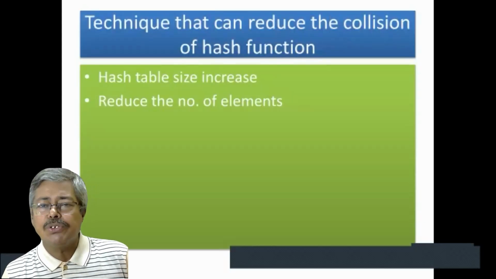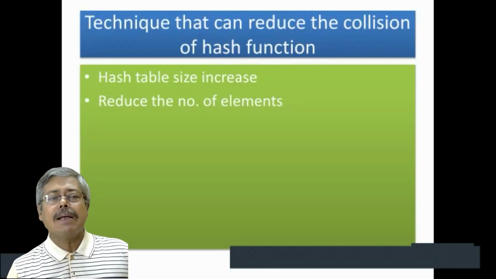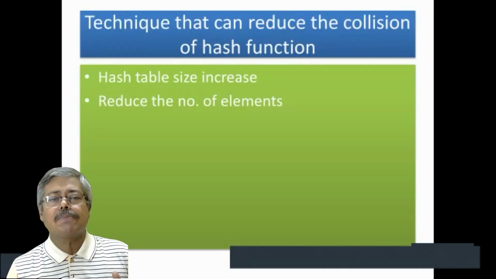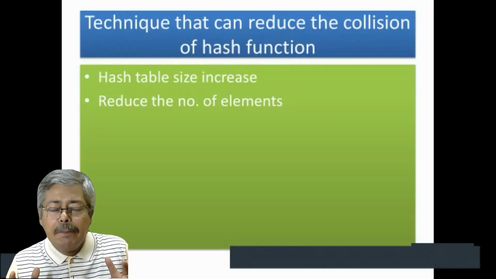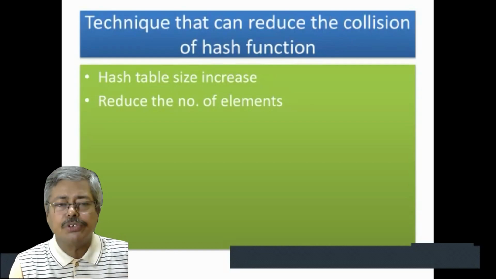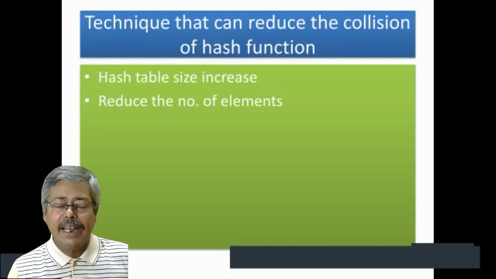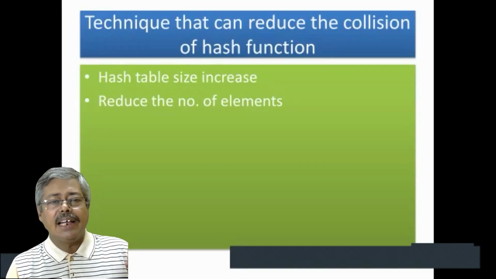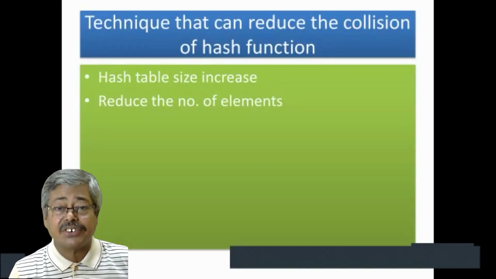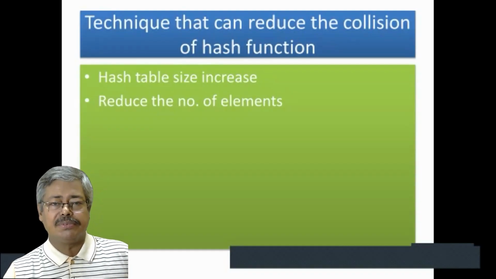Techniques that can reduce the collision of the hash function. We know the hash function depends on the table size, and also the number of elements. If we reduce the number of elements, then collisions will be reduced. Also, if the size of the hash table is increased, then the collision of the hash function will be reduced.